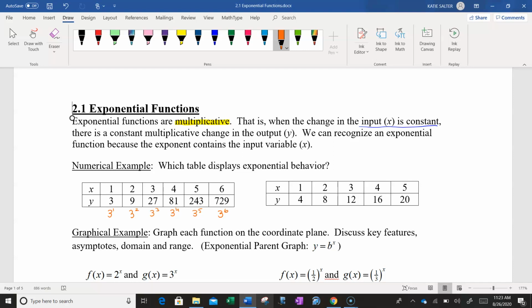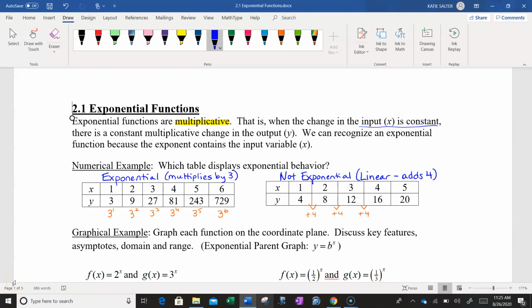But if we look at this second example, 4, 8, 12, 16, 20. That one is increasing by 4 each time. So to get from one term to the next, we're just adding 4. Where in the first example, to get from one term to the next, we were multiplying by 3. Therefore, the first example is exponential. And the second example is not exponential. It actually happens to be linear because we're adding the same number over and over again.